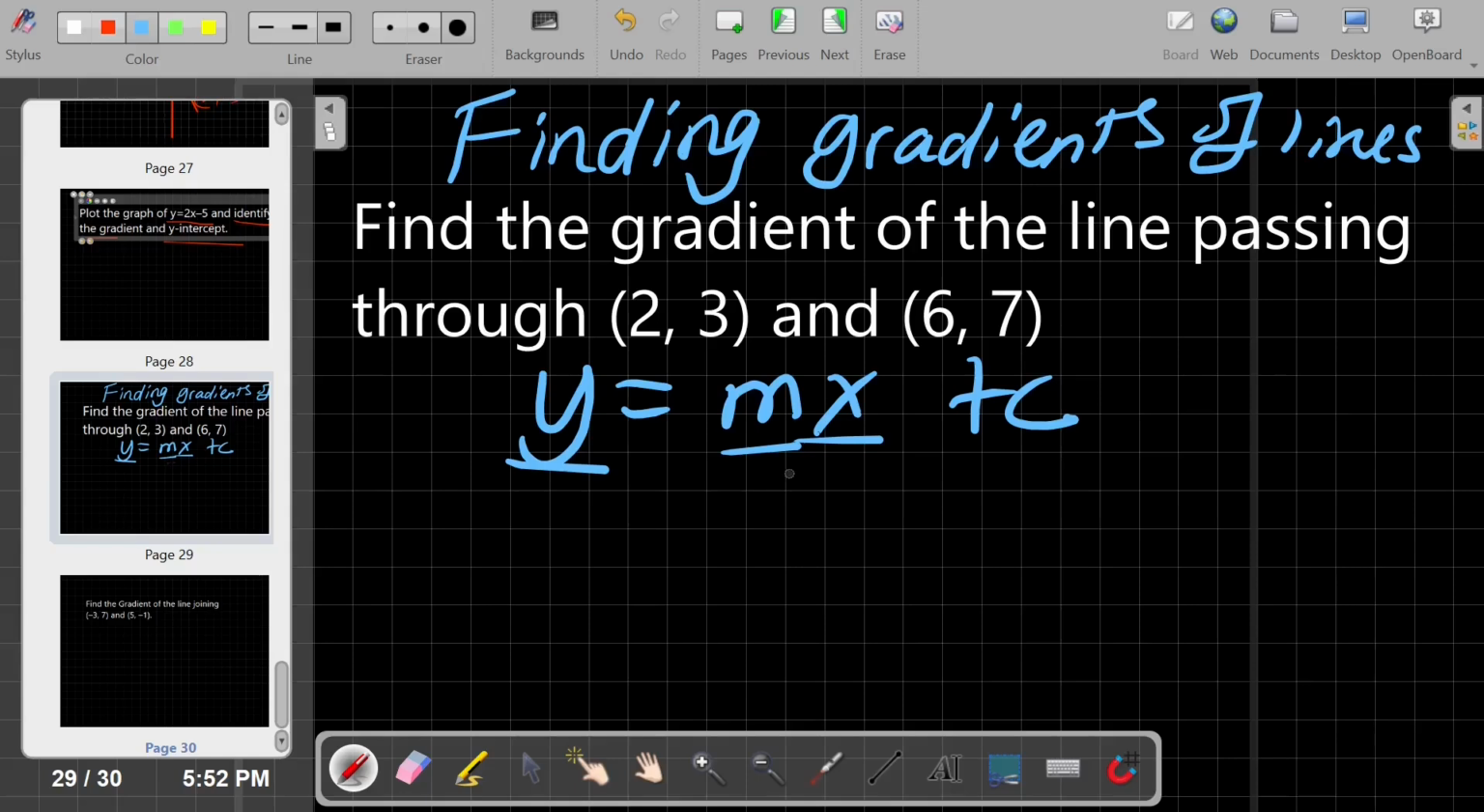In other words, is the graph so steep or gently steep? And c, we saw that it represented where our graph crosses the y-axis. In other words, our y-intercept, when our graph comes in contact with the y-axis.